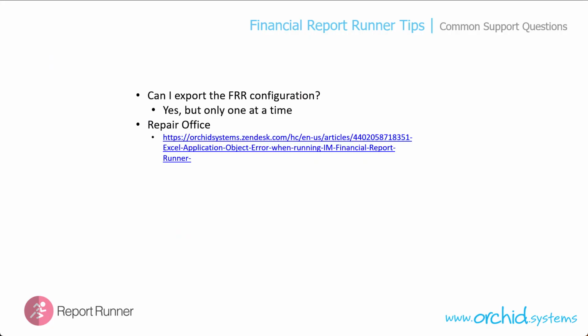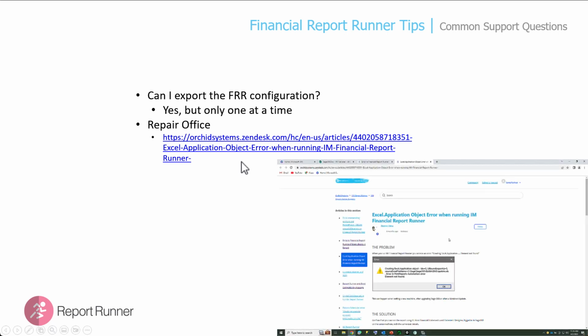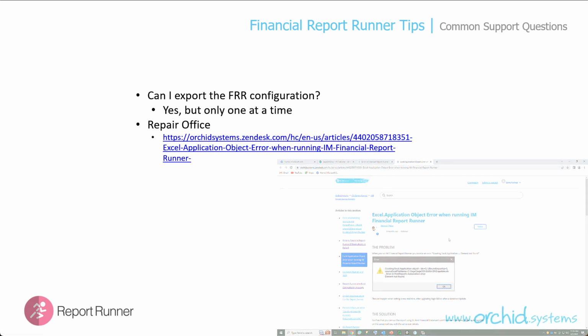We mentioned that a lot of the support questions relate to Excel. Sometimes after a Microsoft Office update or Windows update, you get an application object error when running a financial report. Unfortunately, the only solution for that is to do a quick repair of Office, and the exact steps are documented in this knowledge base article. We won't go through that now.